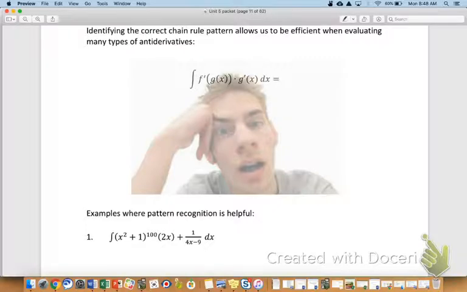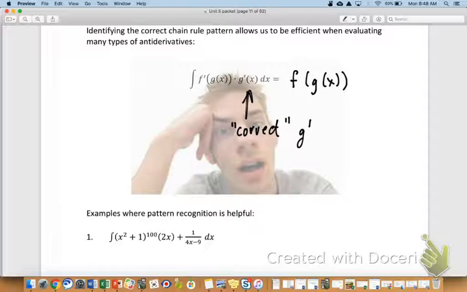So I just want to remind you, we just saw this on the other screen, that the antiderivative of f prime of g of x times g prime of x dx will always equal f of g of x, with the one important note that g prime has to be the correct g prime. Okay, so we're going to find a lot of times we're going to need to fix Timmy's issue. Sometimes we won't. A lot of times we will. So a lot of times he's going to have some major problems with the chain rule, getting that g prime to be the correct g prime.